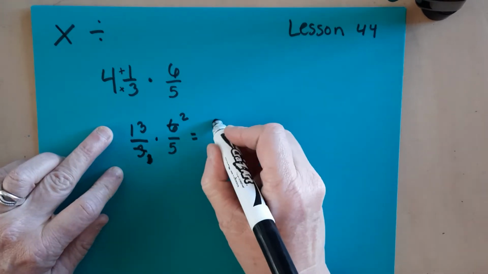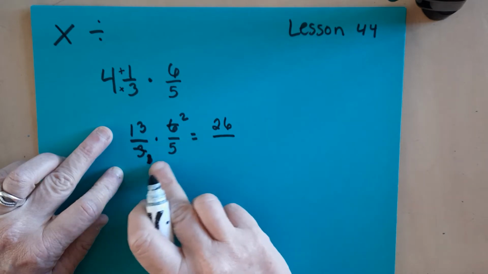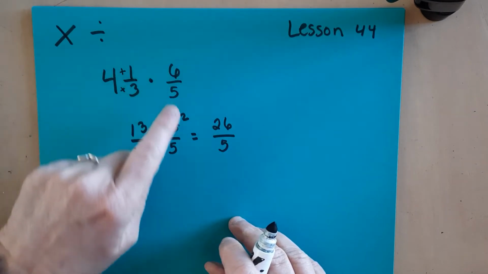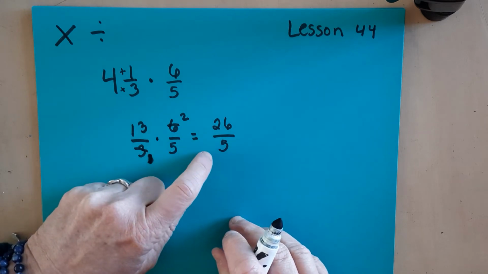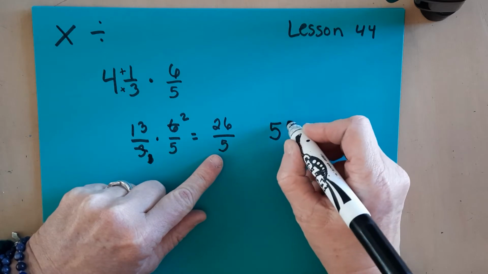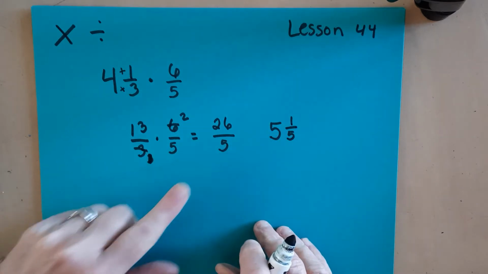13 times 2 is 26. And 1 times 5 is 5. So when you multiply 4 1/3 times 6/5, you get 26/5. That is the correct answer. You could also write it as 5 1/5 if you want to write it as a mixed numeral.